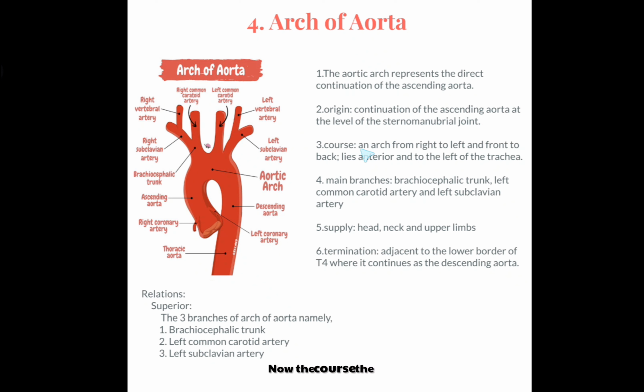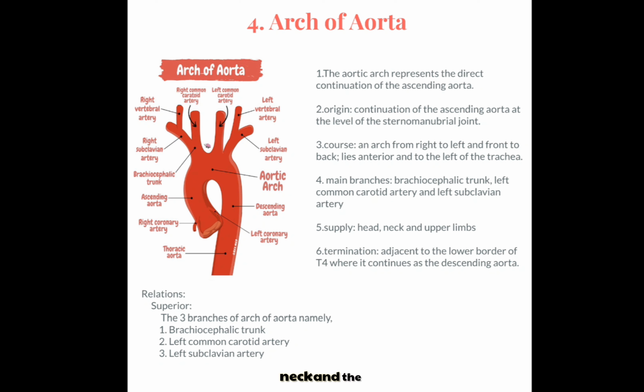Okay, now the course, it arches from right to left and front to back and lies anterior to the left of trachea. So it is located left of trachea, and it arches from right to left and front to back. Okay, now the main branches of arch of aorta are brachiocephalic trunk, left common carotid artery, and left subclavian artery.